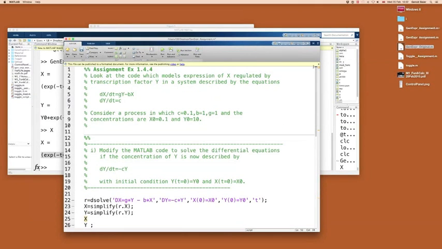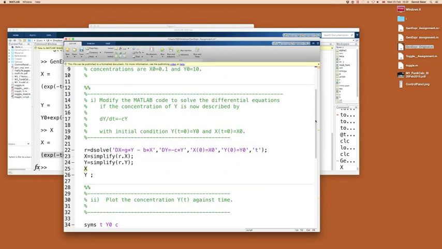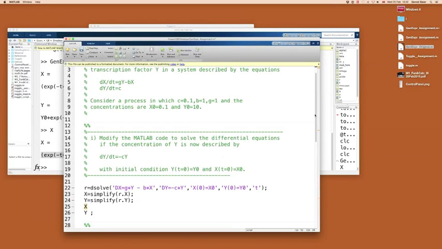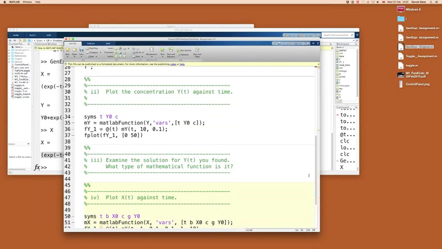Yes, so I think these were from the original question. So C is 0.1, yes, as before, X was 0.1, but now we've got Y0 as 10, B is 1, and G is 1. And they should fit in the right order. But we have, yes. They should fit in the right order.